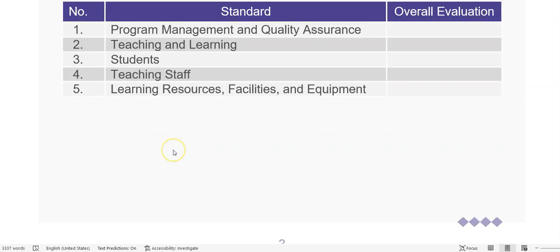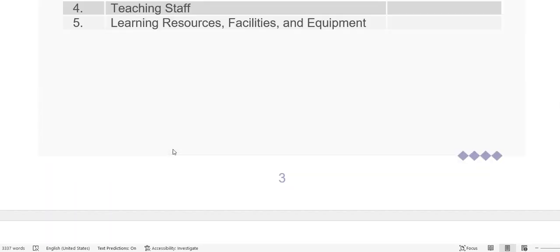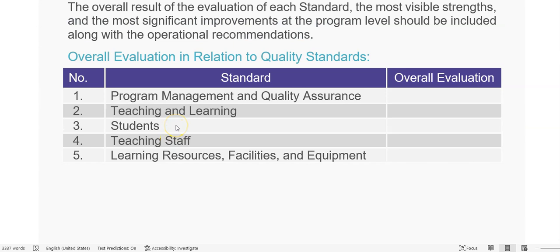Now, previously we had a self-evaluation scale, and for every standard we have a lot of criteria, and for every criterion you have to evaluate by 3, 4, or 5 stars and take the average. Now, as I said before, there is no need for a self-evaluation scale. Just after finishing your SSRP, you can write here the overall evaluation.